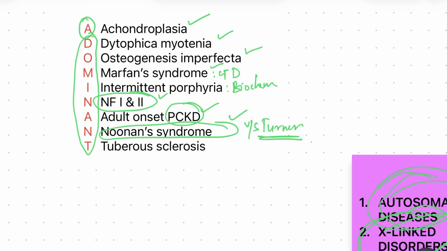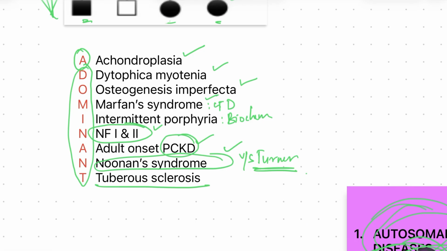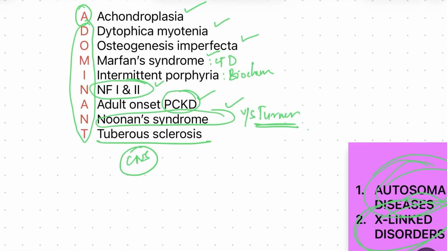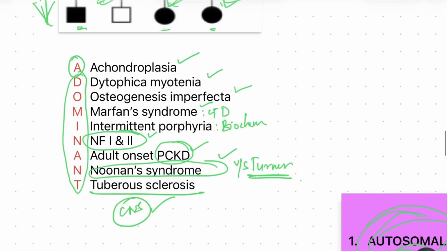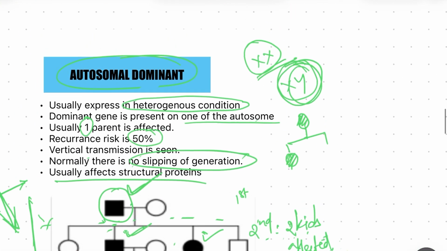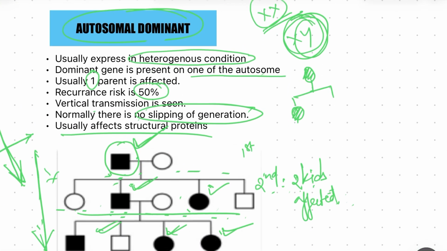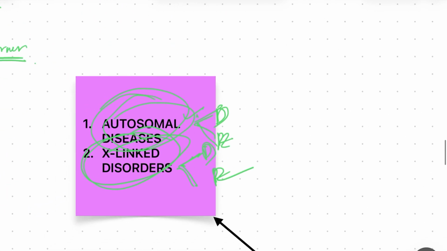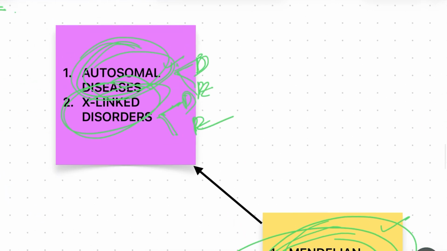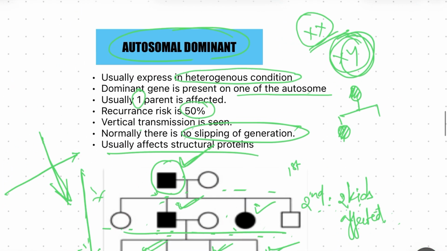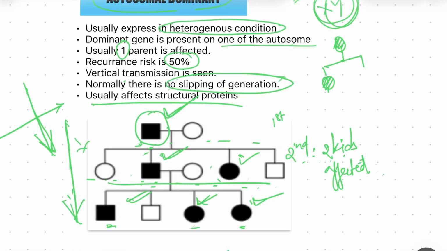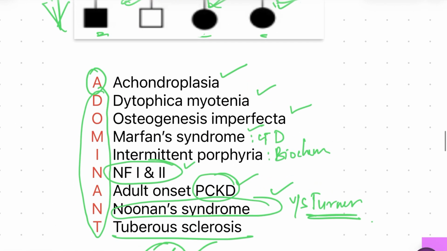You can remember it with the word ADOMINANT. A stands for achondroplasia, D stands for dystrophia myotonica, osteogenesis imperfecta, Marfan syndrome, which is a connective tissue disorder, acute intermittent porphyria, which you will study in biochemistry. Then neurofibromatosis 1 and 2. I'll be making a video soon on NF1 and 2 because it is an important chapter under CNS. If it is available, you can go and watch; if it is not yet available, I'll be making it soon.